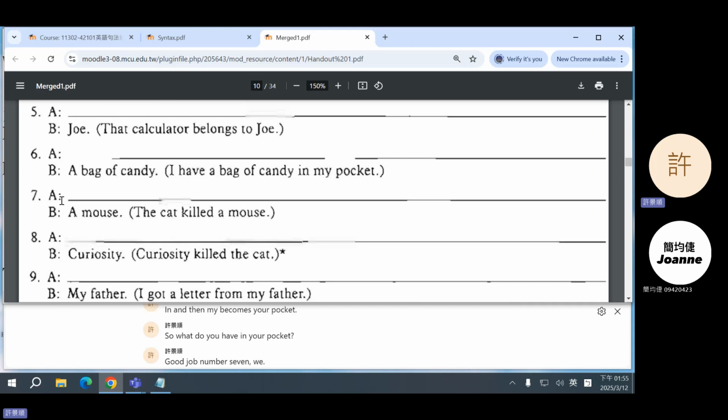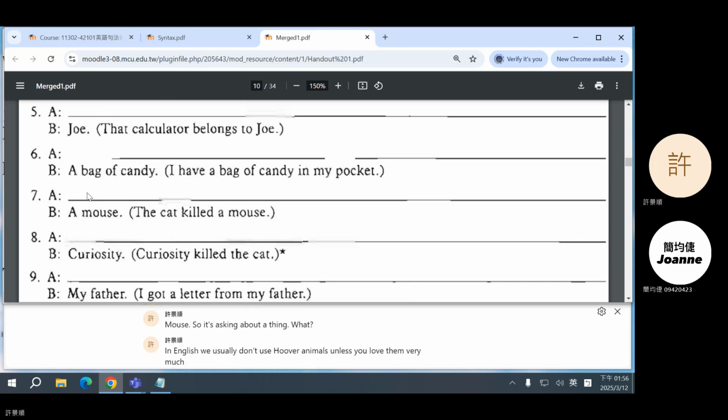Question 7. What did the cat kill? Good. Mouse. So it's asking about a thing. In English, we usually don't use "who" for animals unless you love them very much. So "what", past tense, "did the cat", and then the verb is "kill". Question mark.